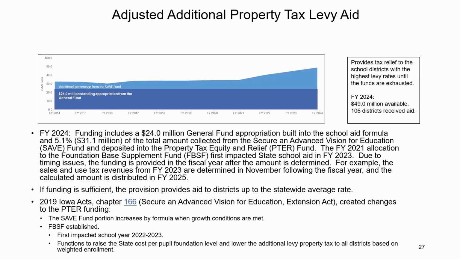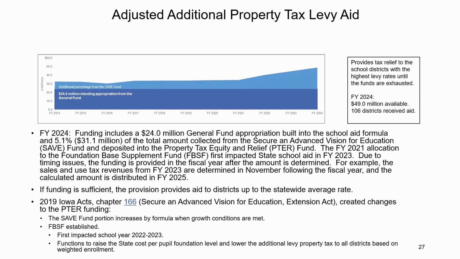Page 27. Adjusted Additional Property Tax Levy Aid for fiscal year 2024. Funding includes a $24 million general fund appropriation built into the school aid formula and 5.1%, equivalent to $31.1 million, of the total amount collected from the Secure and Advanced Vision for Education SAVE Fund and deposited into the Property Tax Equity and Relief PTER Fund. The fiscal year 2021 allocation to the Foundation-Based Supplement, FBSF, first impacted state school aid in fiscal year 2023. Due to timing issues, the funding is provided in the fiscal year after the amount is determined.